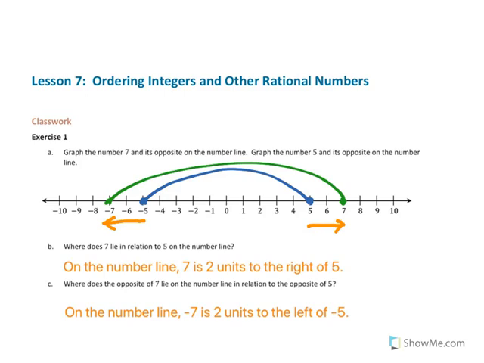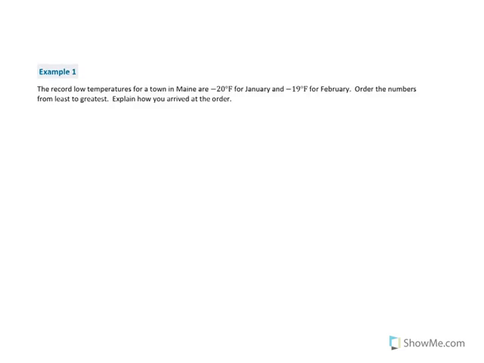And if you look closely at this, it's very interesting to note that 7 was located to the right of positive 5, but negative 7 was located to the left of negative 5. That's going to come into play a little bit later on. We're talking about left and right a lot today, so get ready for it.